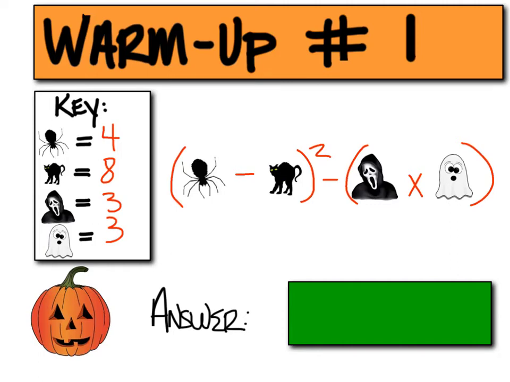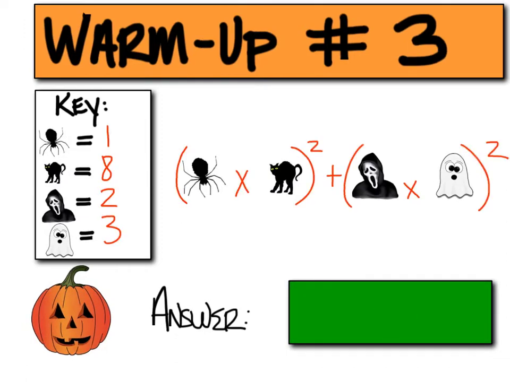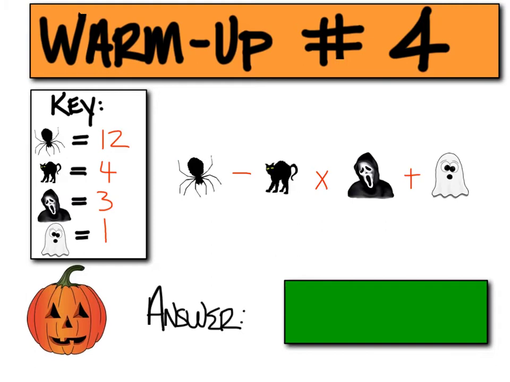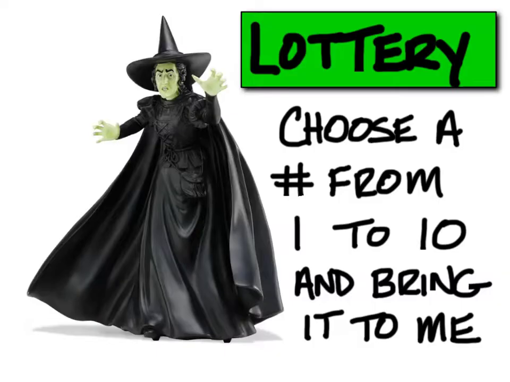Okay, warm-up problem number 1. Answer for this one is 7. Number 2, answer for that one was -1. Number 3, answer for this one, 100. Number 4, answer for this one is 1. Number 5, answer for this one is 8.